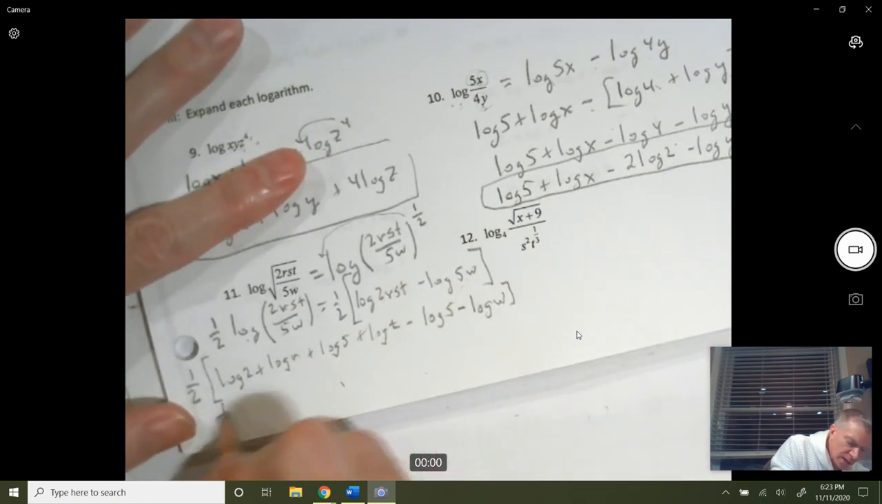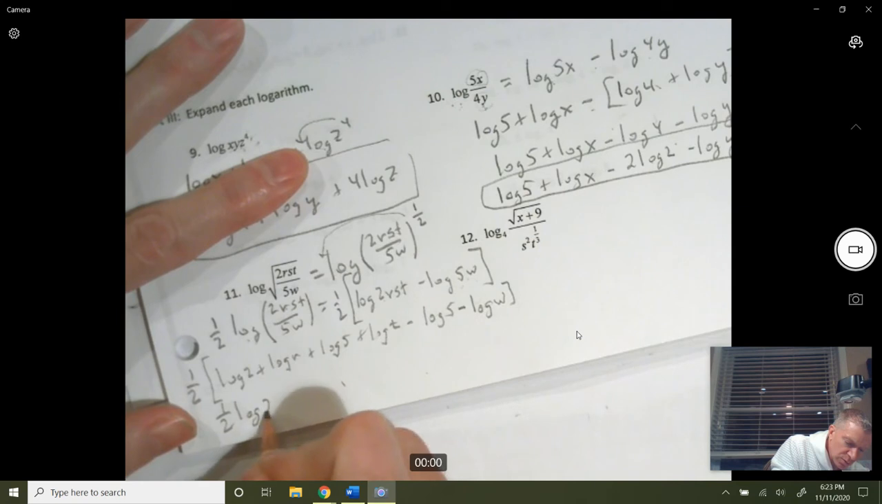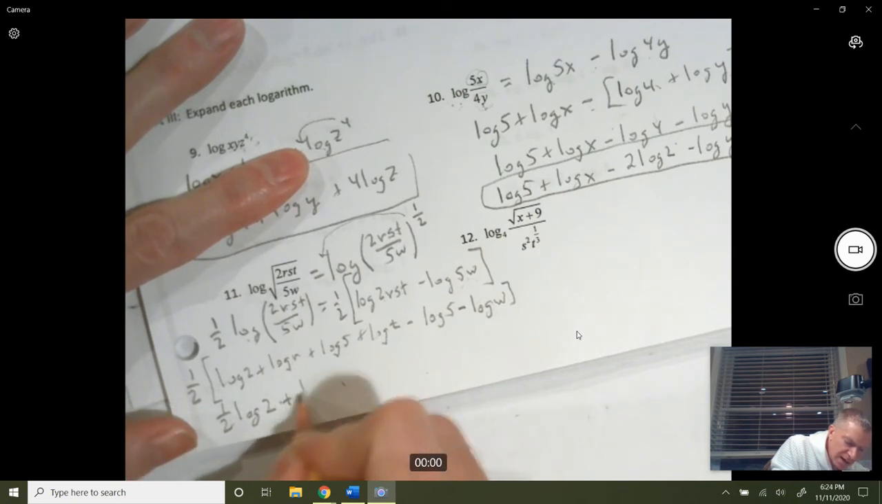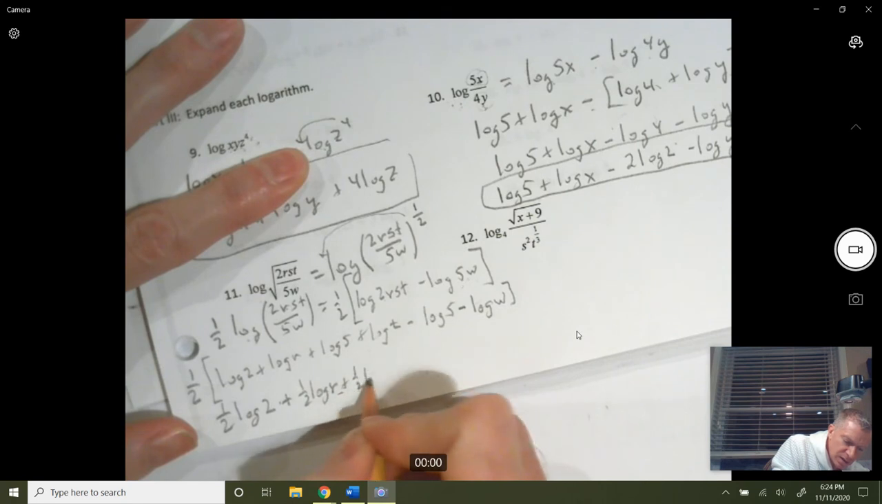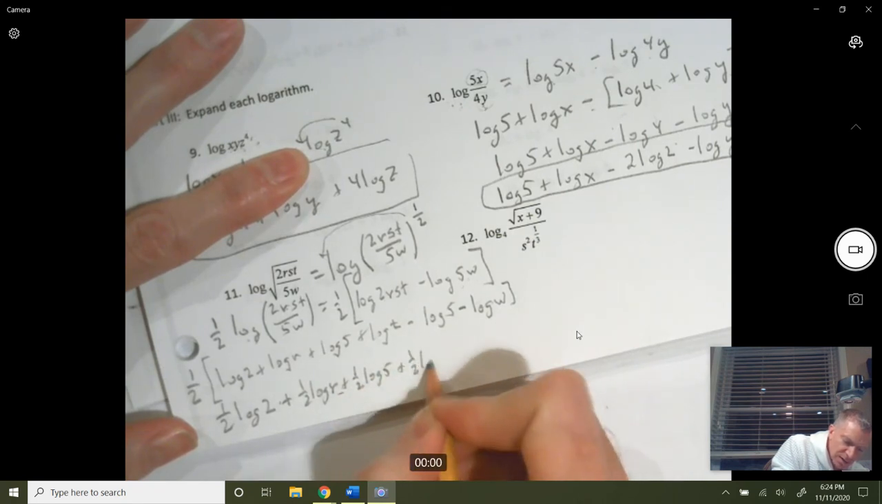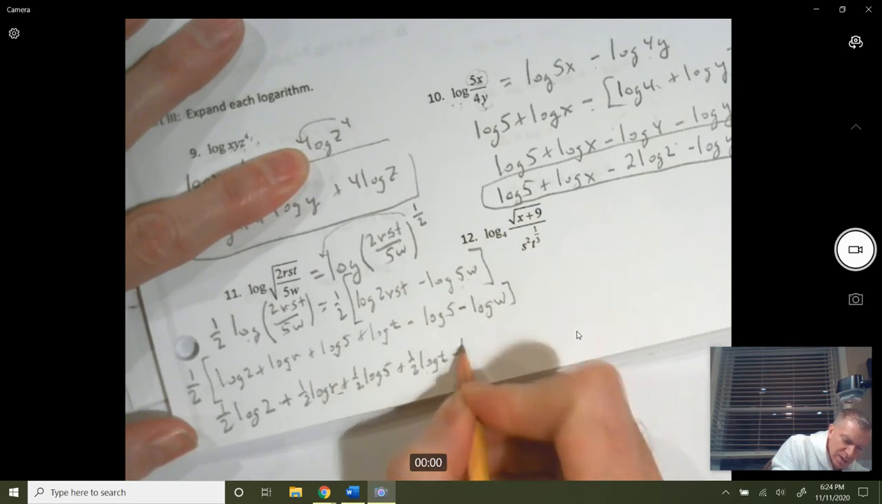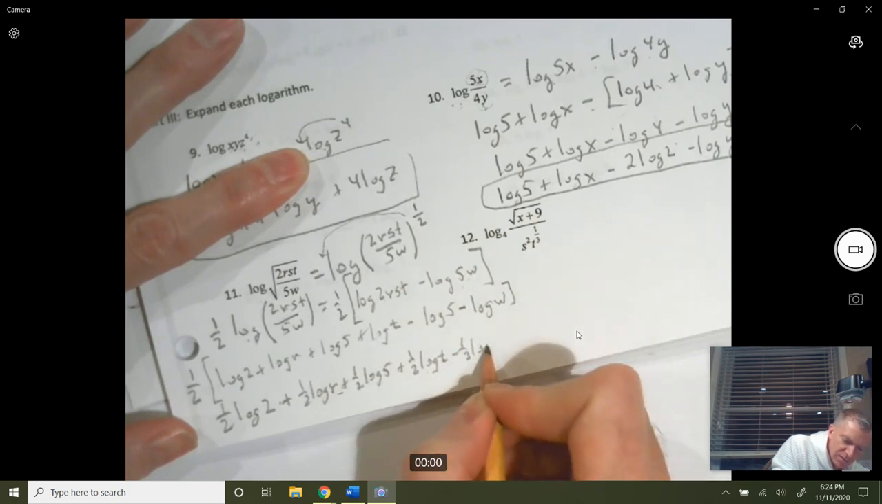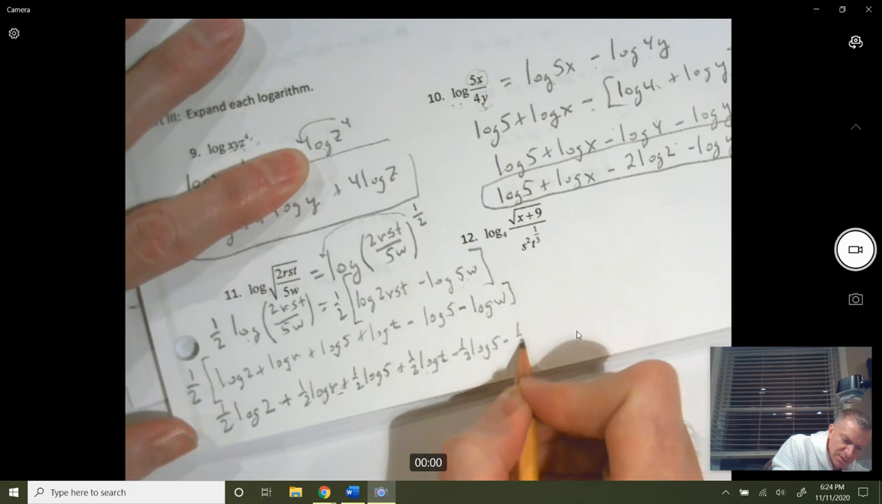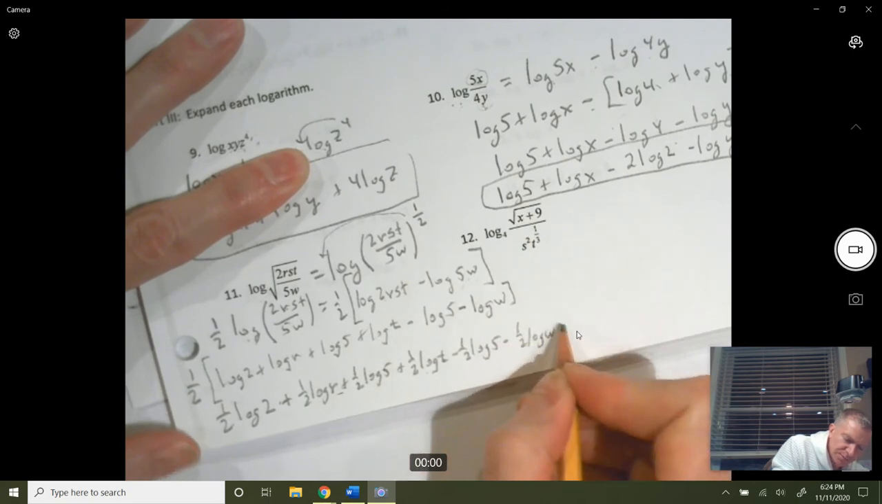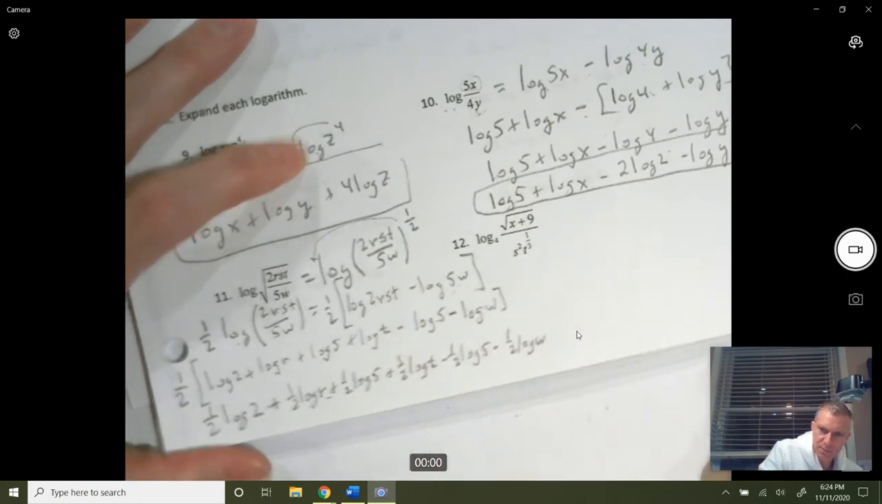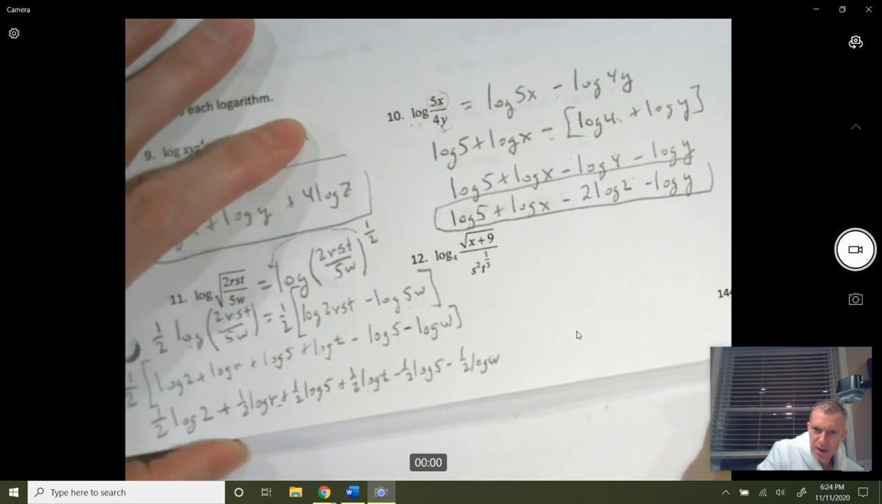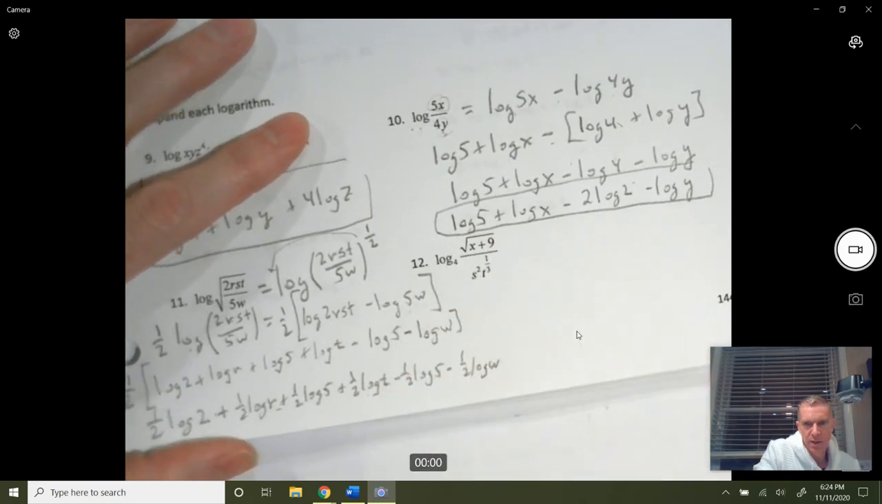So we've got 1/2 log of 2 plus 1/2 log of r plus 1/2 log of s plus 1/2 log of t minus 1/2 log of 5 minus 1/2 log of w. Okay. And let's see, I'll leave you to work on that one.